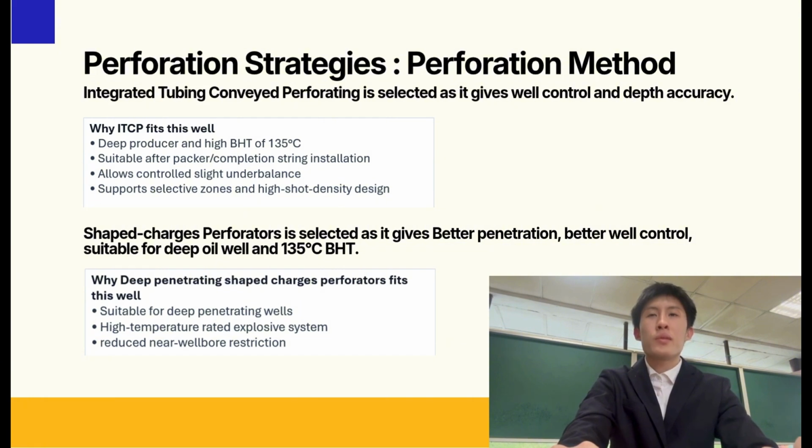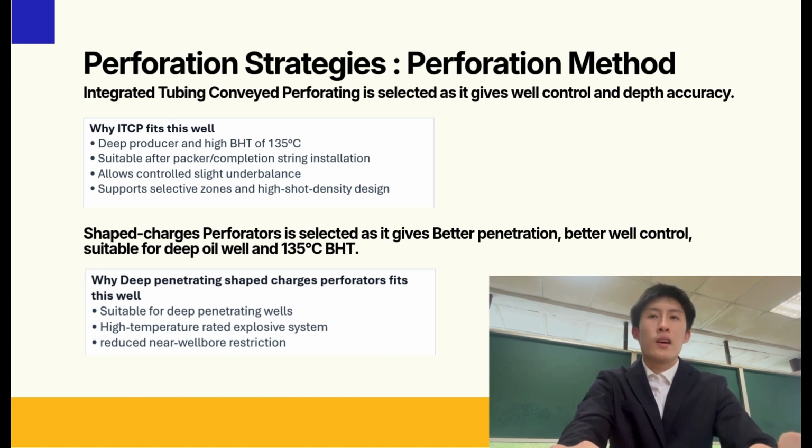For the perforation method, we are going to use TCP. We use TCP because this well is a high temperature well and it's a deep well. TCP is suitable for deep wells and high temperature wells, so we believe that TCP is really suitable for this well.